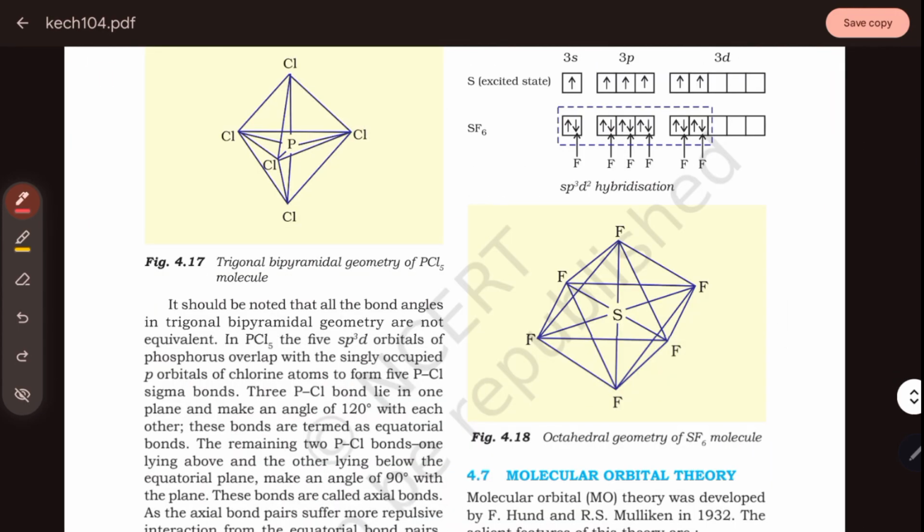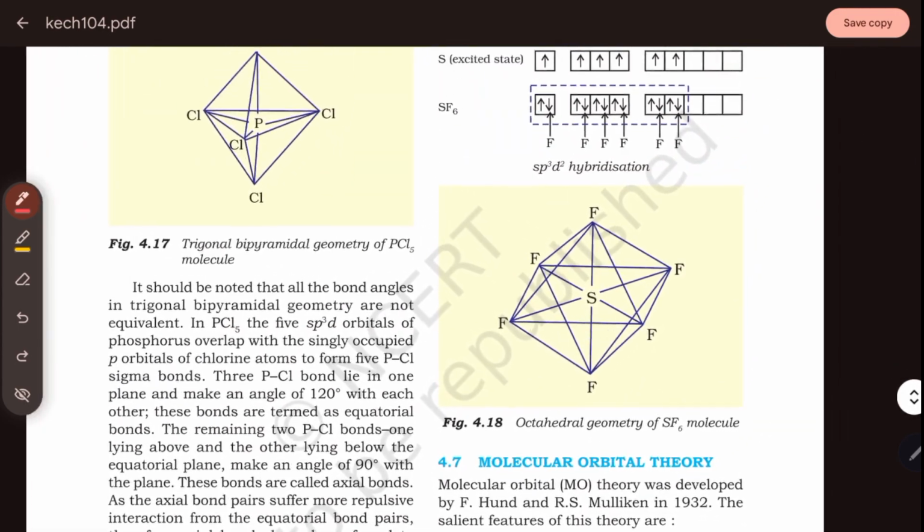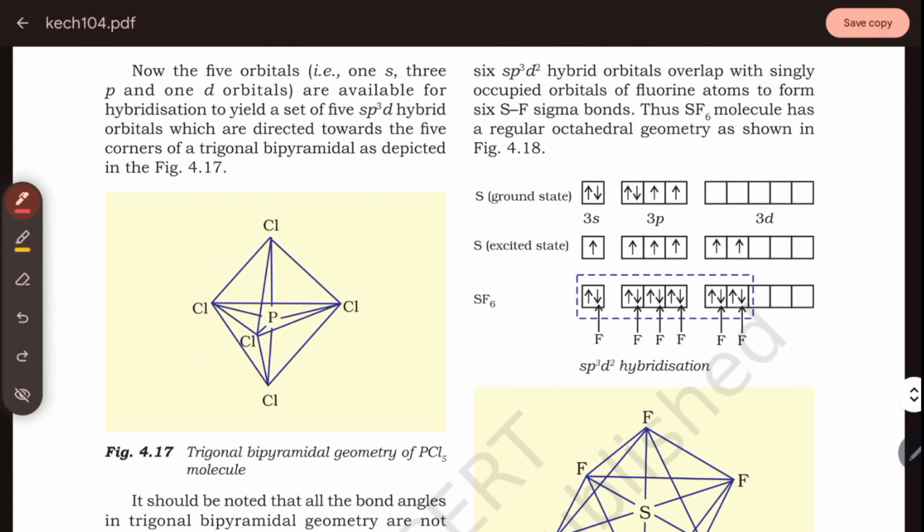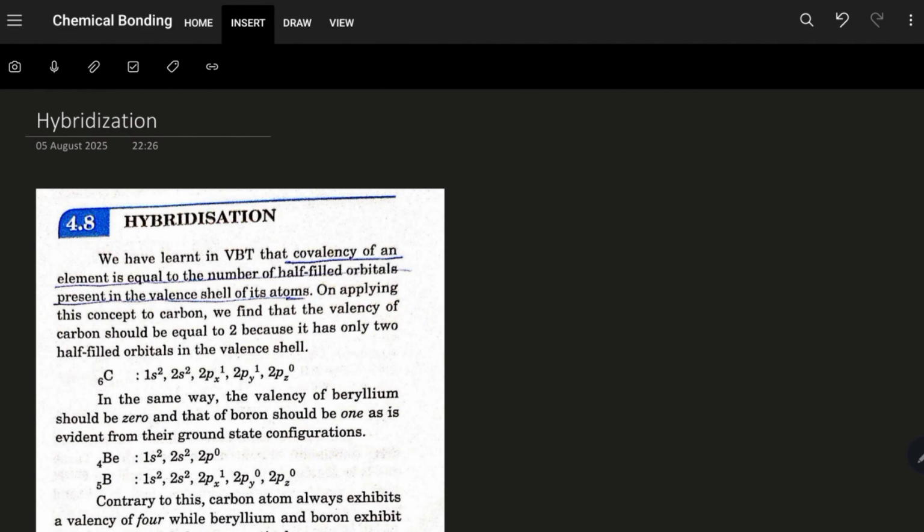So you can see PCl5 for sp3d, you can see SF6 for sp3d2. Now here the sulfur atom ground state electronic configuration is 3s2 and 3p4, but here there are 6 fluorines, so you need 6 unpaired electrons, and here it is happening in that manner. So what will happen? The electron gets promoted in this manner, and so you get the sp3d2 configuration.